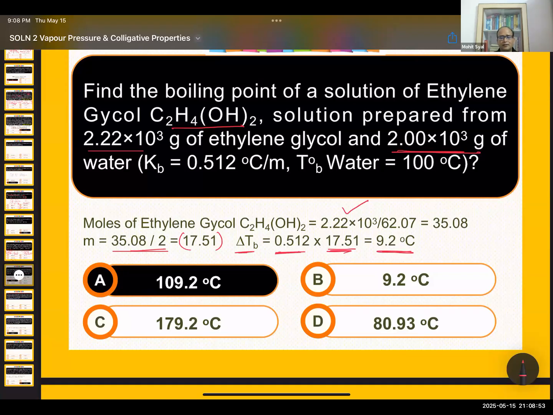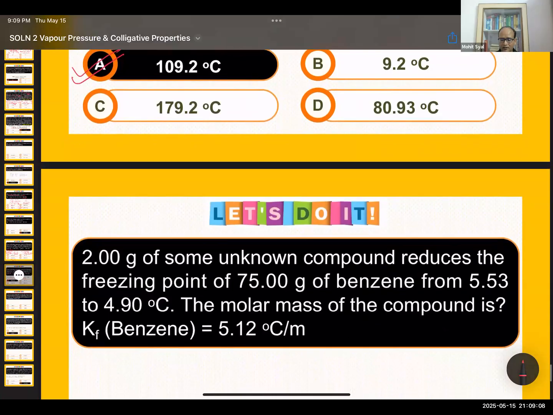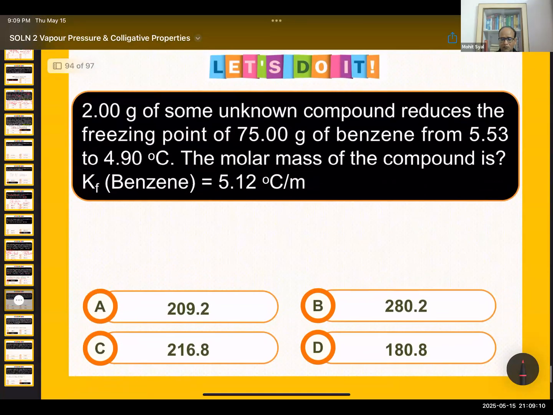And if they ask what is the boiling point, freezing point depression, or boiling point elevation, or boiling point, you need to get the answers very clearly. Is it clear? Just read the question and accordingly give the answers. Right. So just do one more question.